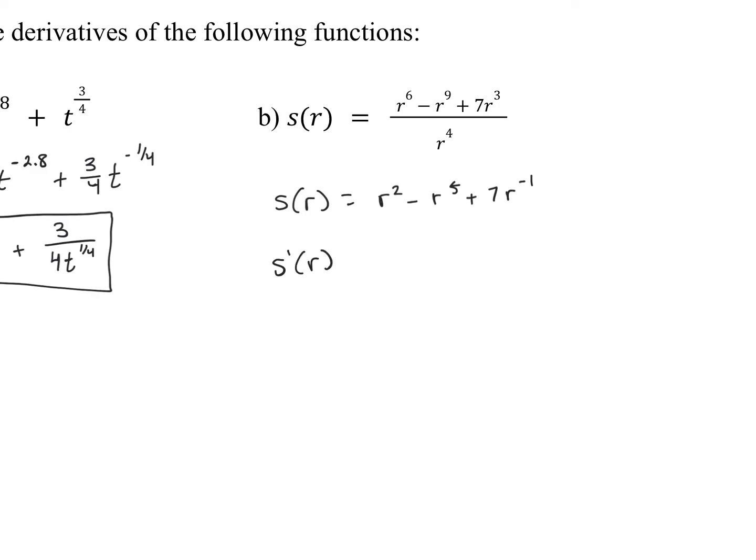So s prime of r is 2r, and then it's going to be r to the power of 1, so I'll just leave it as 2r. And then we have minus 5r to the power of 4. Remember, I multiplied this out front and I subtracted 1 in the exponent. And then here we have minus 7, and then it becomes r to the power of negative 2. So remember, we are subtracting 1, not adding 1, so it doesn't become 0. And then last, we do want to make sure to get rid of that negative exponent for our final answer. So we have 2r minus 5r to the 4th minus 7 over r squared.